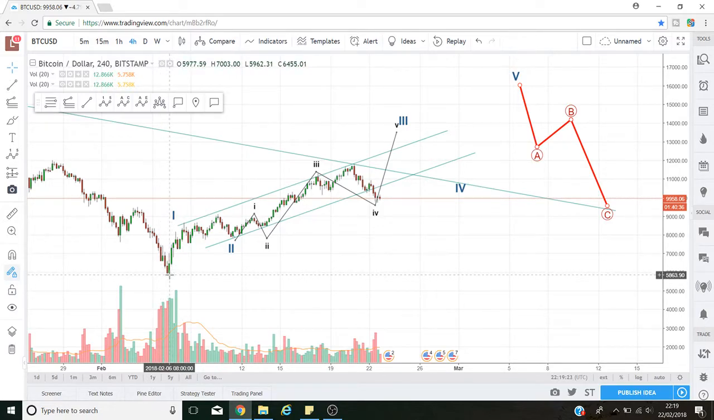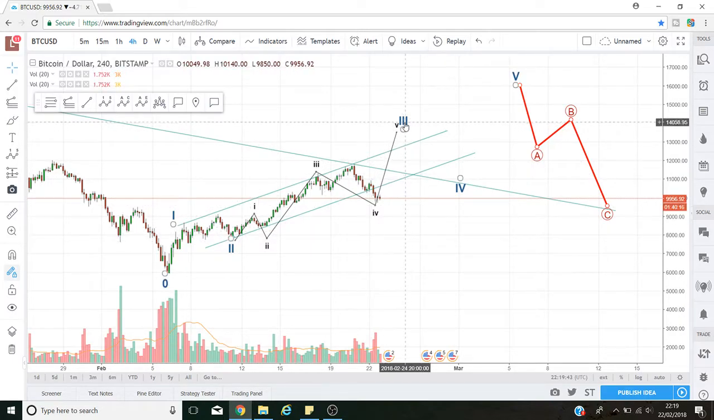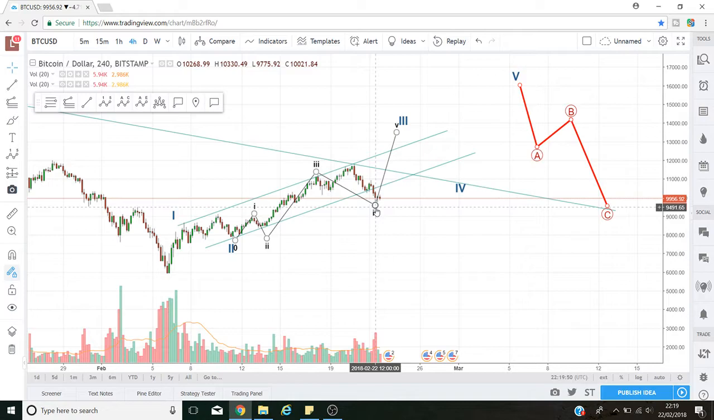Since then, I believe this is our end of wave 1. It was an impulsive wave here. And then we've had a wave 2, which came down to here. I will show you how this wave 2 was formed on the hourly chart. We're currently on the 4 hourly chart here. Wave 2, I believe our wave 3 is going to end around here. We're currently at the end of wave 4 of wave 3. I believe this is the bottom of the wave 4.